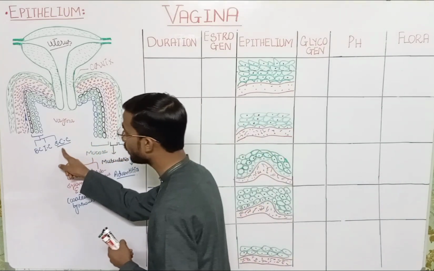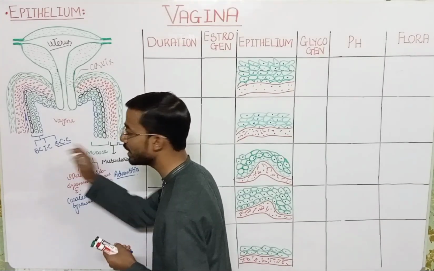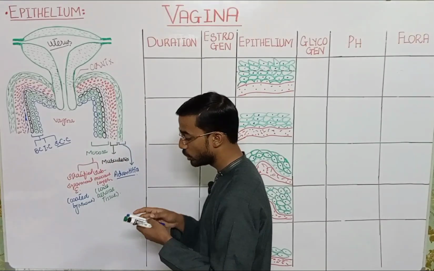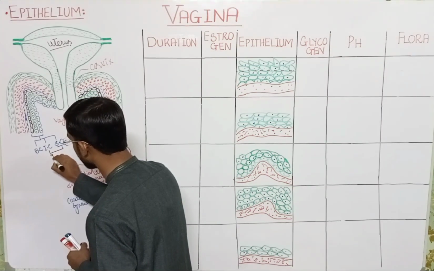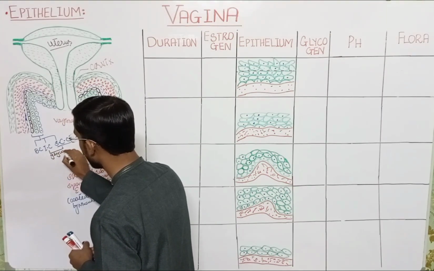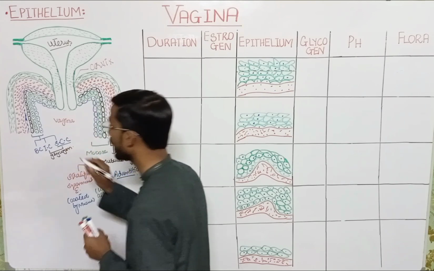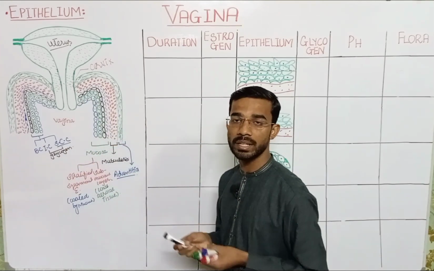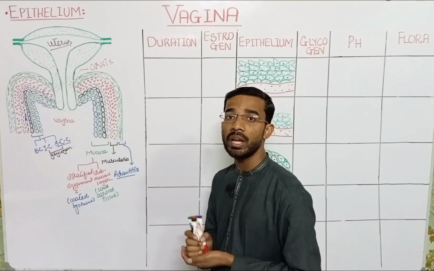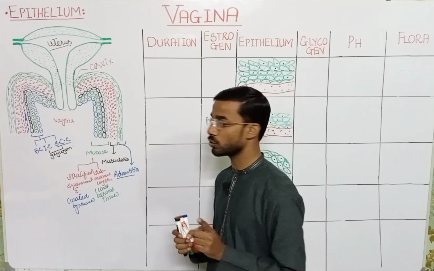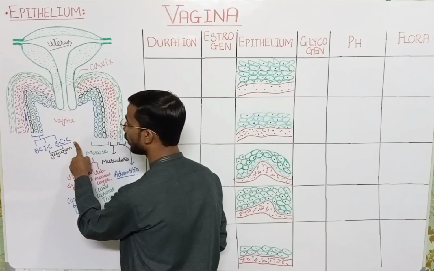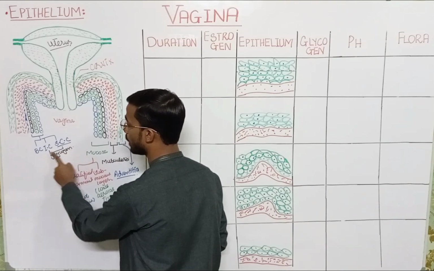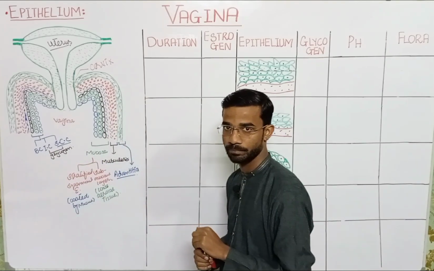In the superficial cornified cell and the intermediate cell you will see that these cells contain glycogen by the action of the estrogen. Estrogen is basically a sex hormone. Under the influence of the estrogen, these two types of cell, superficial cornified cell and intermediate cell, produce the glycogen.